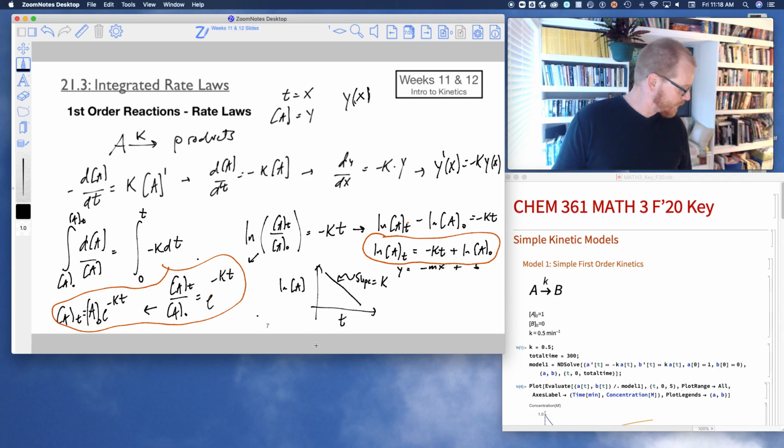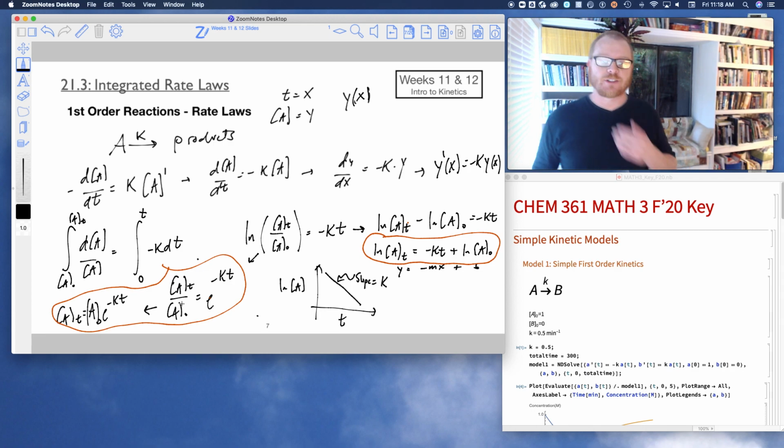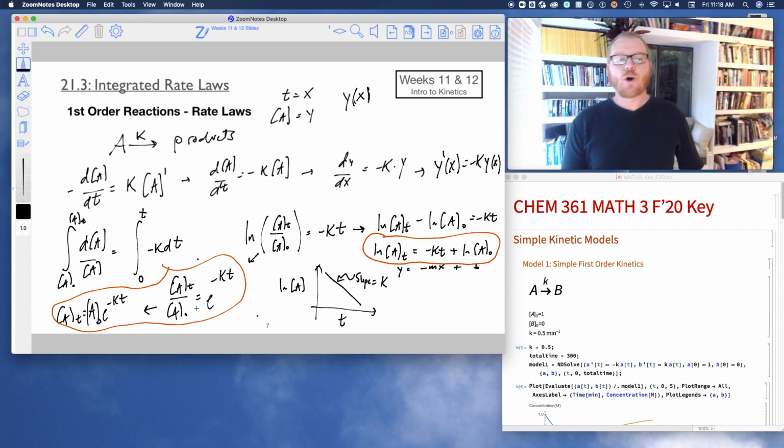I was too sloppy writing my notes. Okay, so basically, in other words, at time 0, at the start of the reaction, this ratio will be 1.0, right? Because at time 0, A_t is the same as A0, the initial concentration. So I really like this because you don't have to know the absolute concentration. And as you'll see in experiments, this is really useful. So you don't have to have a calibrated determination of concentration if you can determine the relative concentration.